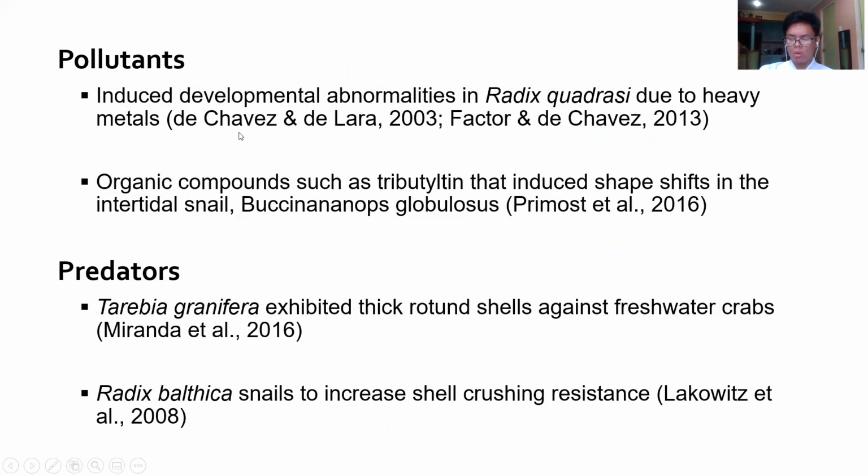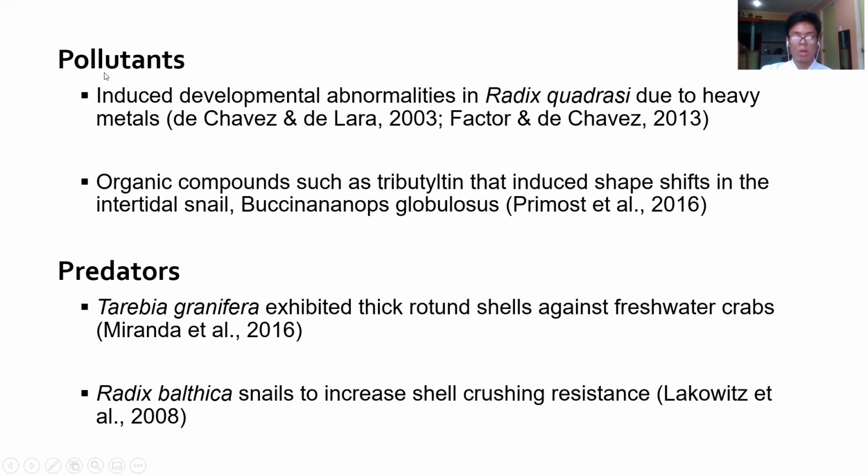So though temperature was found to be the environmental variable that had the most significant effect, we can't exactly use that as a primary basis for explaining the shape and size changes of the snails, since there are a lot of variables that can actually contribute to those variations and changes.